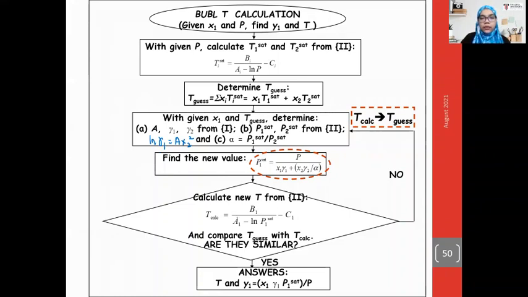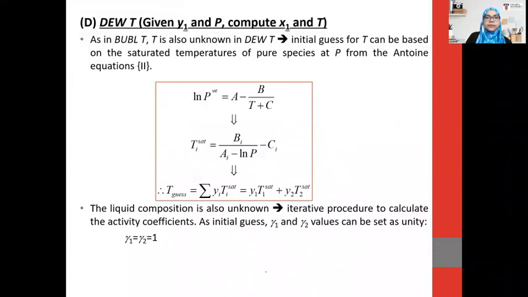And then finally, you need to compare between the calculated and guessed temperature by inserting the P saturation in the Antoine equation, to determine your calculated temperature. And if you find a similar temperature for both calculated and guessed, finally you can consider that temperature as your final value, and then you can determine your composition in the vapor phase.